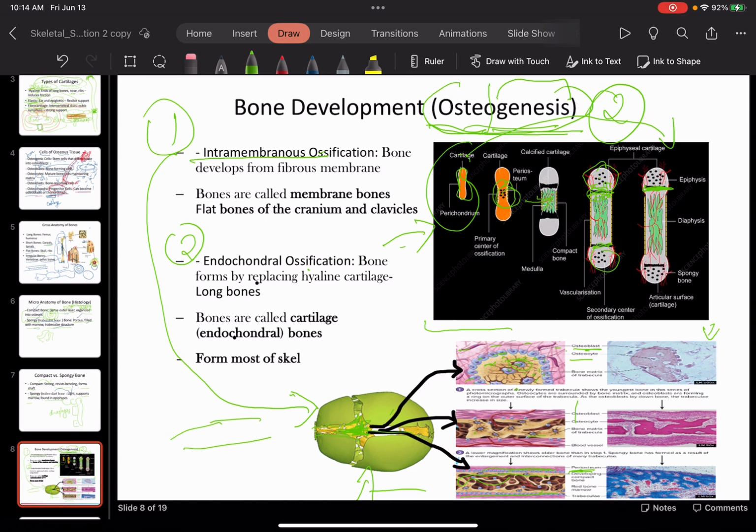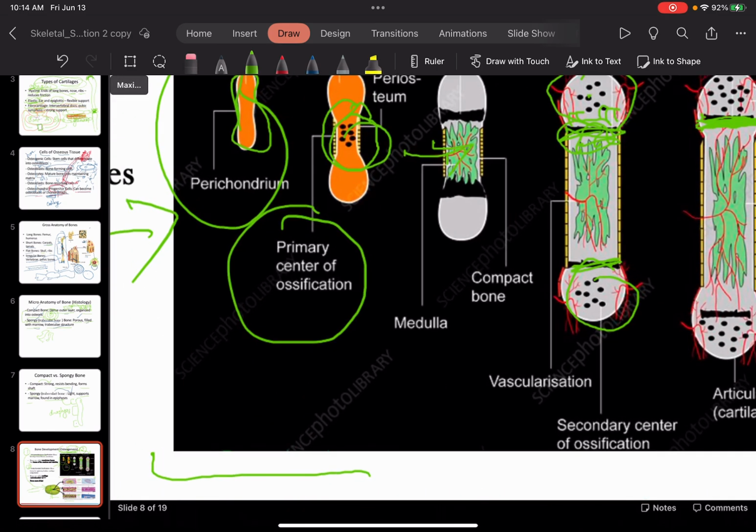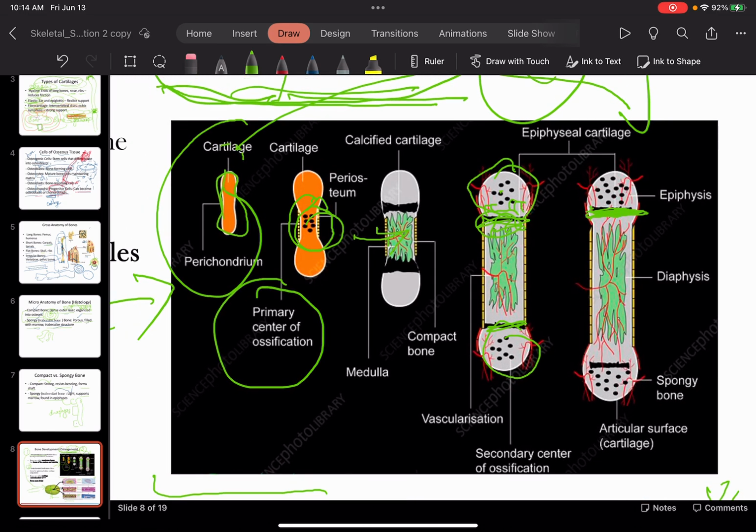In the beginning they form the primary center of ossification. The primary ossification center is forming. Once this primary ossification starts in the diaphysis, the middle region, then blood vessels start coming in. So then this cartilage becomes calcified.